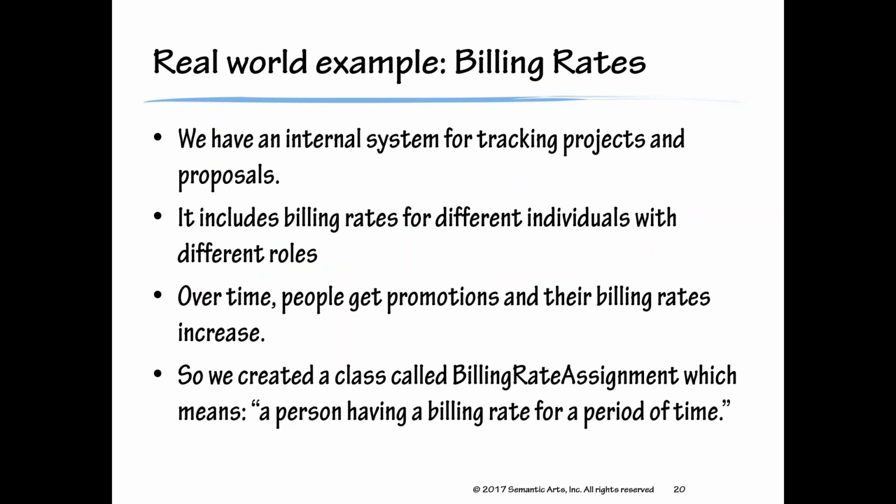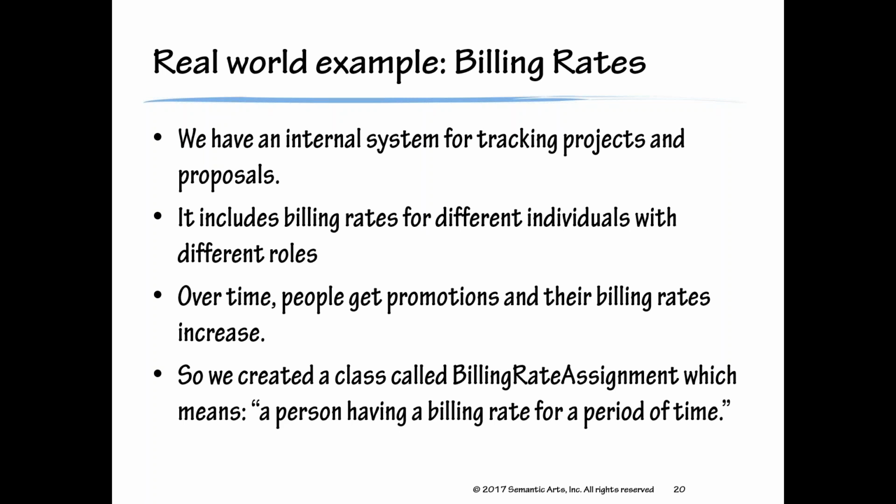Okay, so the real-world example: we at Semantic Arts have an internal system, a production system that is based on an ontology, and we have everything in the triple store data-wise. And we track projects and proposals, and it includes billing rates. So different individuals have different billing rates, the junior people make less money than the senior people, and the different roles have different billing rates also. So programmers, ontologists, program managers, etc.